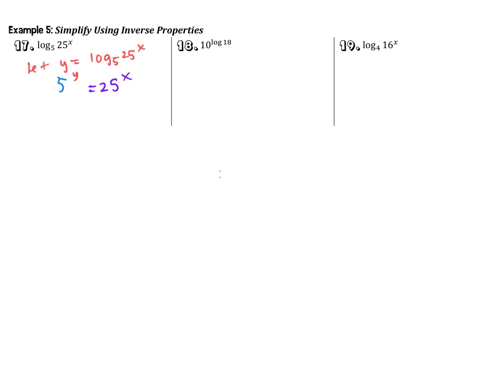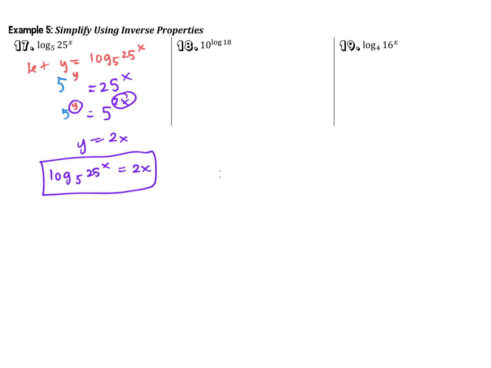Now, in order for these two things to be equal, we probably need to rewrite 25. And how do we rewrite 25? Well, we know that 25 is 5 squared. So in this case, these exponents are going to be the same. So y is going to equal 2x. What does that mean? That means that log base 5 of 25 to the power of x is equal to 2x.